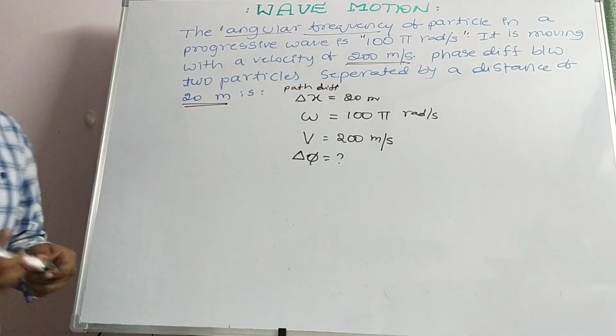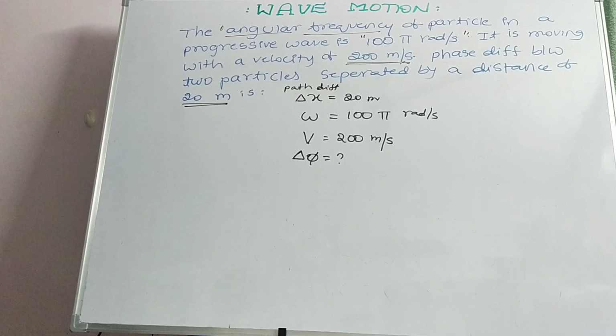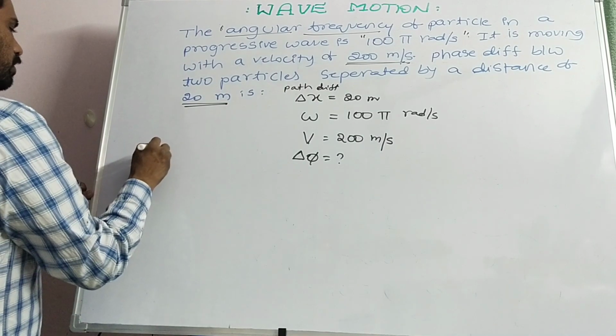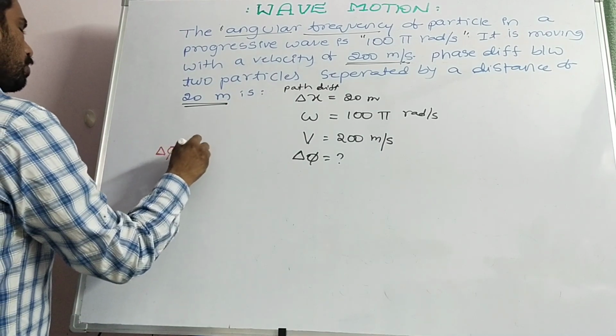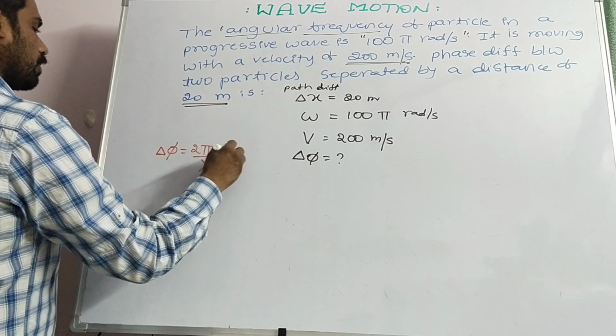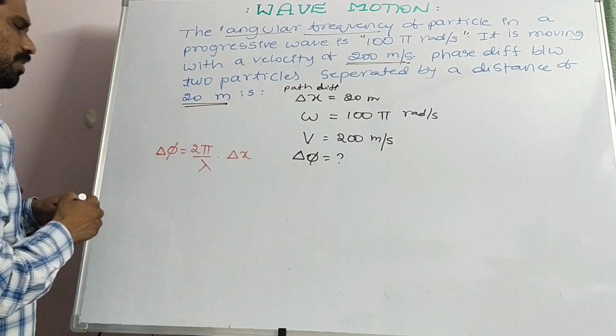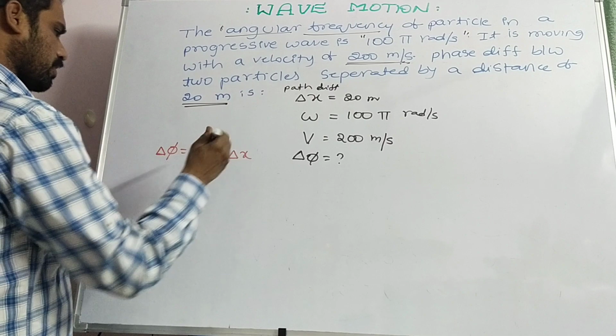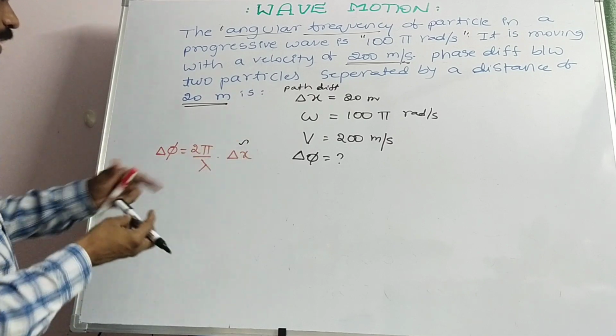So, delta phi is equal to question mark. Now, what about the delta phi expression? Delta phi is the phase difference: delta phi is equal to 2 pi by lambda into delta x. Here we have delta x, but we have to find lambda.